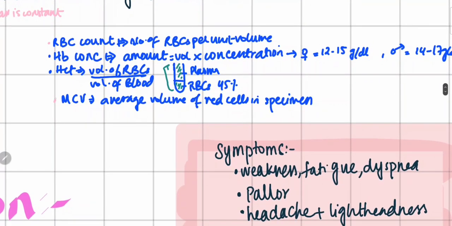Then we have MCV, which is the mean corpuscular volume. The mean corpuscular volume is the average volume of red cells in the specimen. This is important. This is the thing with which we classify our anemias. So again, it is the average volume of red cells in the specimen.